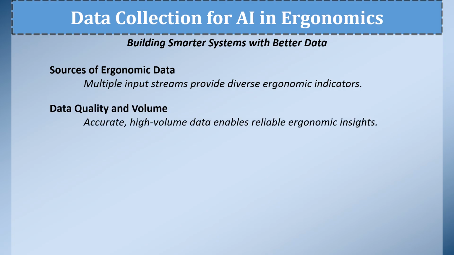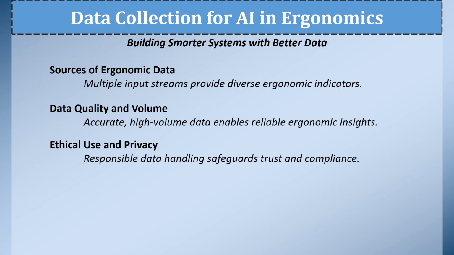Data quality and volume. High-quality data collected consistently over time allows AI systems to detect subtle trends and anomalies. Volume is also critical. More data points help algorithms train better and avoid bias. Clean labeled data ensures trustworthy insights and decisions.